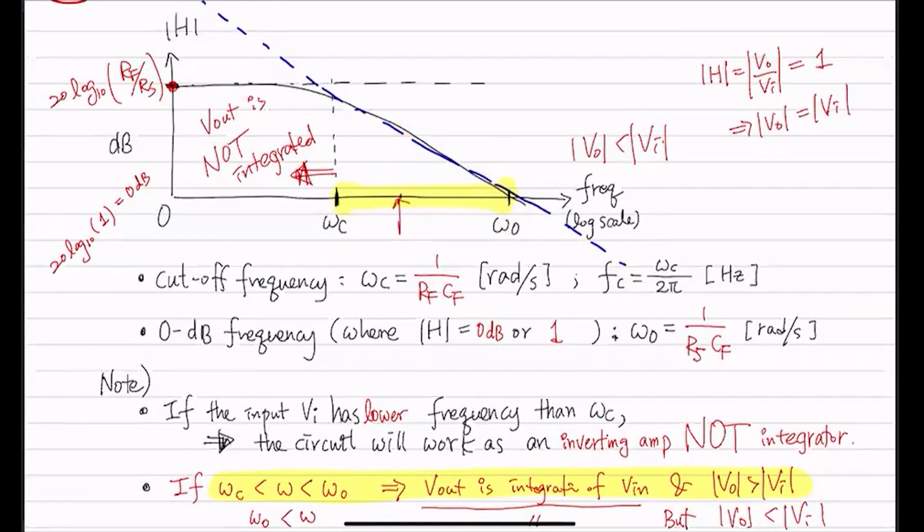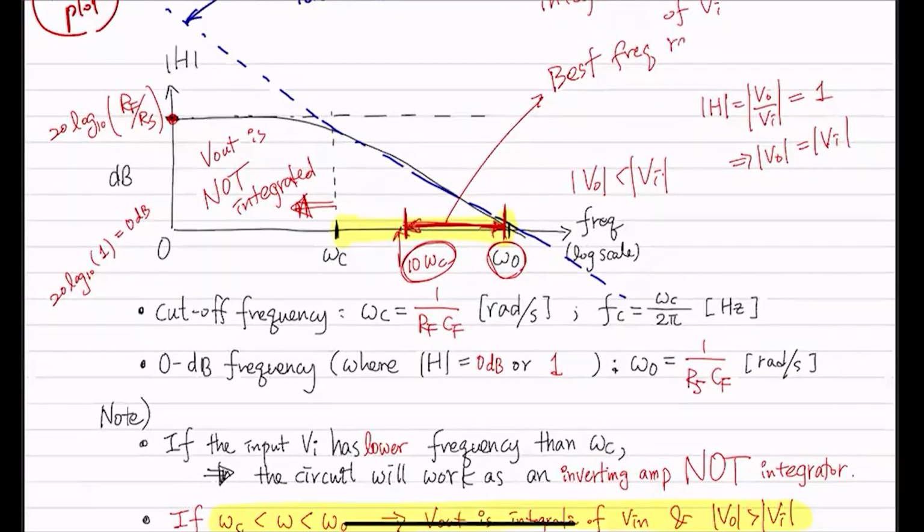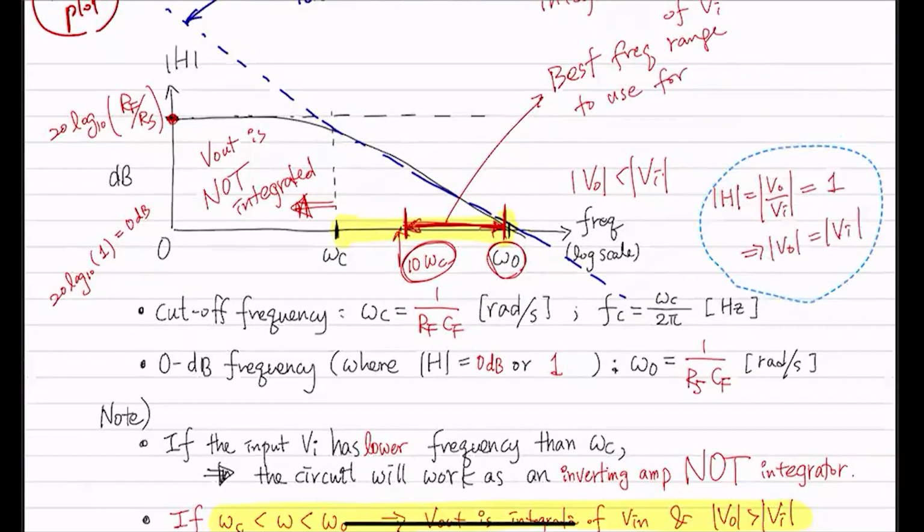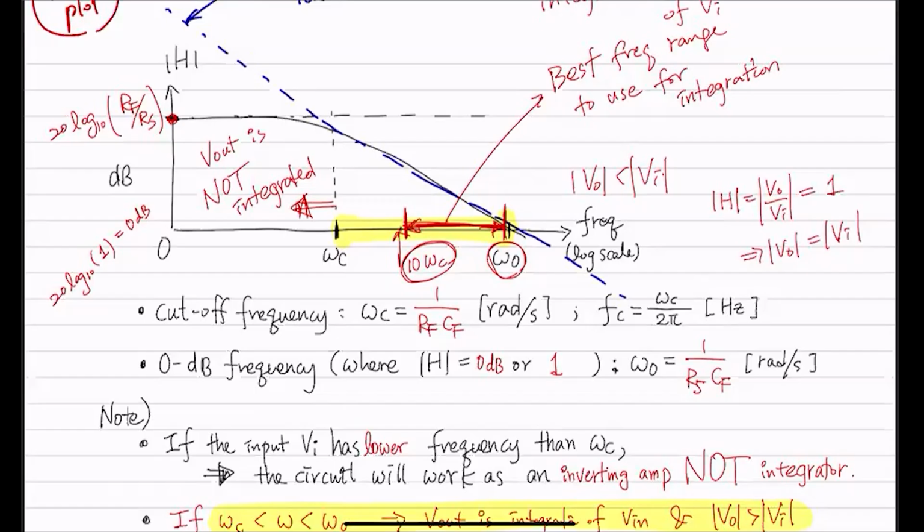This is 10 times your omega C, and that's omega 0. So if you have the luxury to choose a frequency range for integration, this is the best frequency range to use. And the reason why is, even at this omega C, let's take a look around here. Well, my drawing is maybe misleading. Let me just correct my drawing.